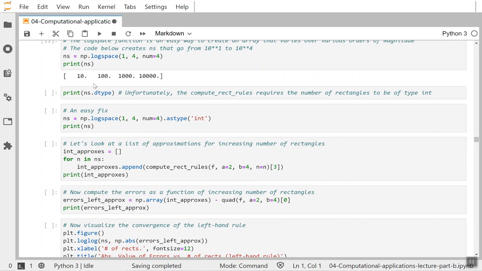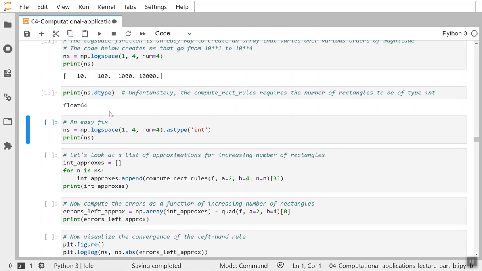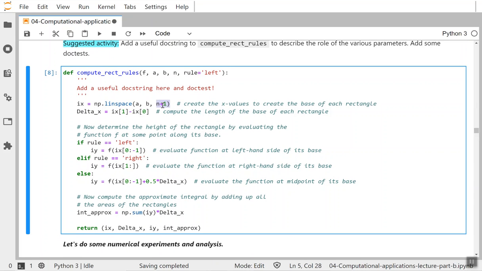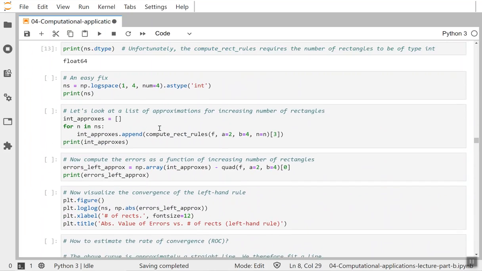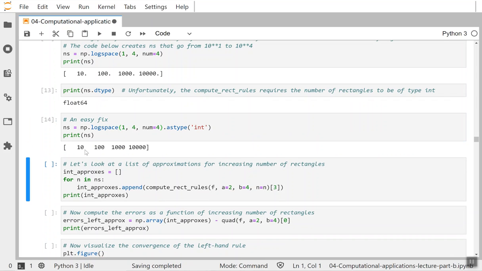But if you look at this, notice there's 10 point, 100 point. Those are floats. But we need these to be ints because this argument to linspace is supposed to be an int type. So given that, we have an easy fix. I'll create my logspace again, and then I will cast it as type int. Now when you print, you notice you don't have the decimal point there. These are now of type integer. I've cast them that way.